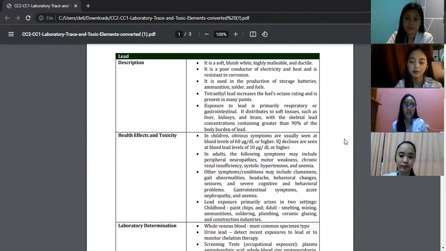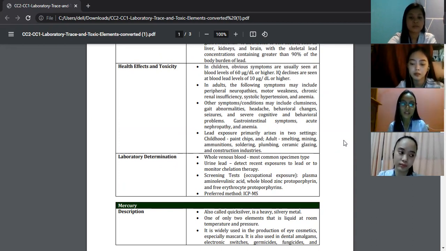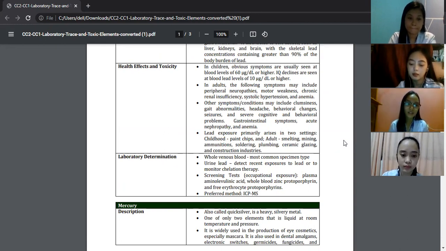For the health effect and toxicity, it usually affects the children, especially when they play with paint. So in children, there is a toxicity at blood levels of 60 microgram per deciliter or higher, and IQ declines are seen at blood levels of 10 microgram per deciliter or higher.